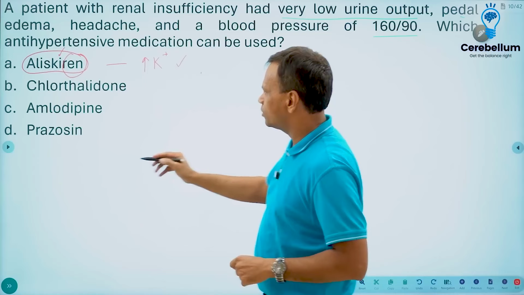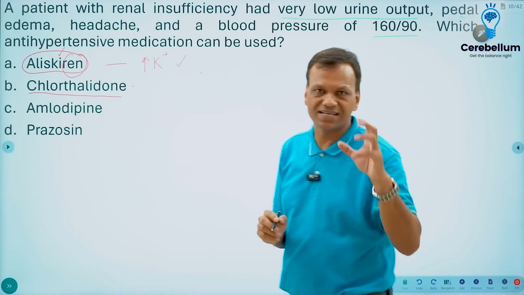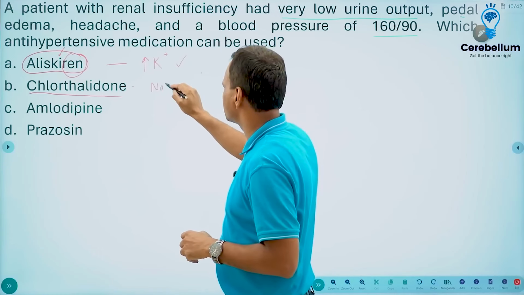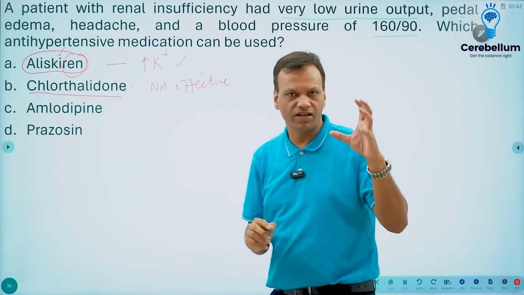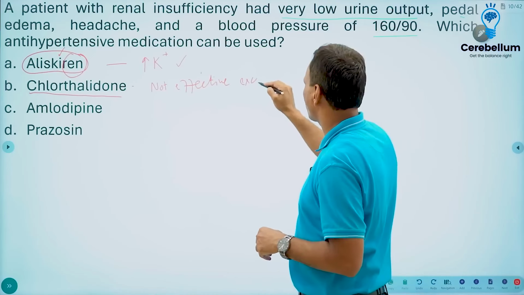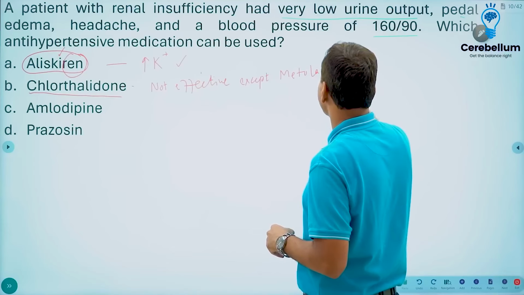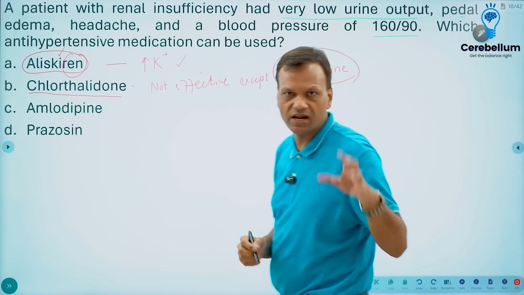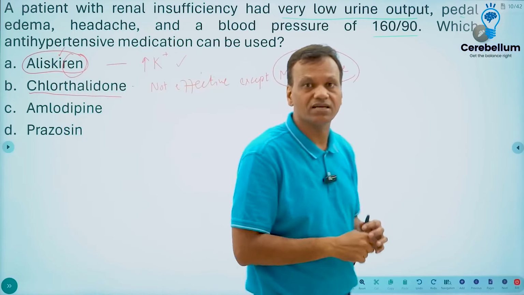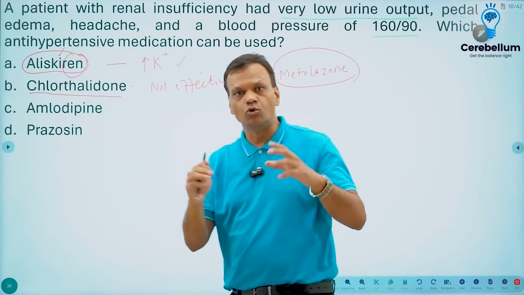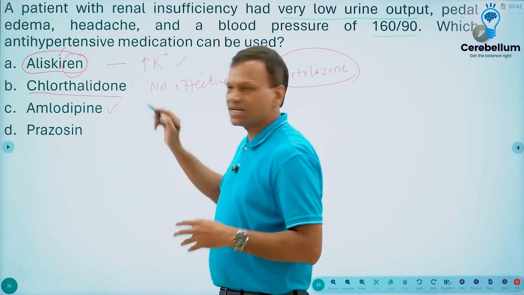Okay. Then coming to chlorthalidone, it is a thiazide. And remember, thiazides are not effective in severe renal failure, except the one which is metolazone. This is a previous year question also. Metolazone is the only thiazide which remains effective in severe renal failure. So if we want to control blood pressure by a diuretic in a severe renal failure patient, we will choose loop diuretics. Thiazides are usually not effective. Then amlodipine is the answer according to me.